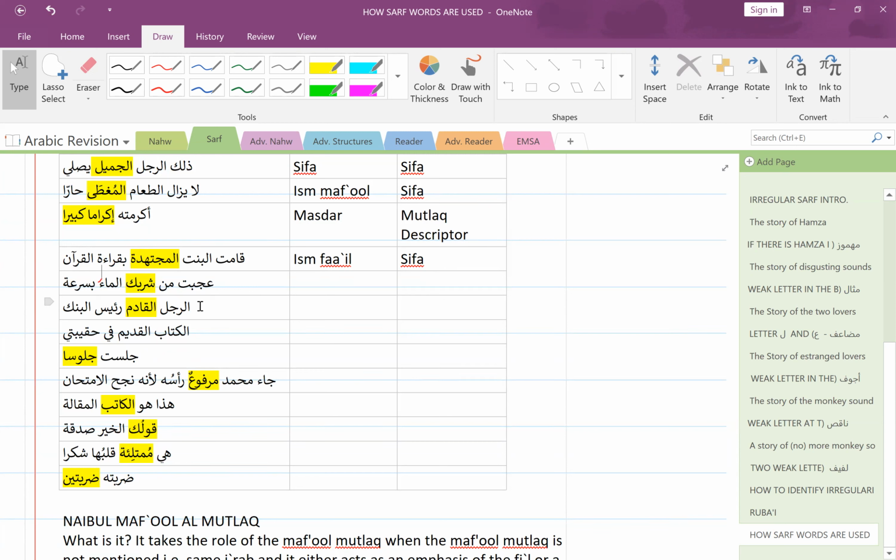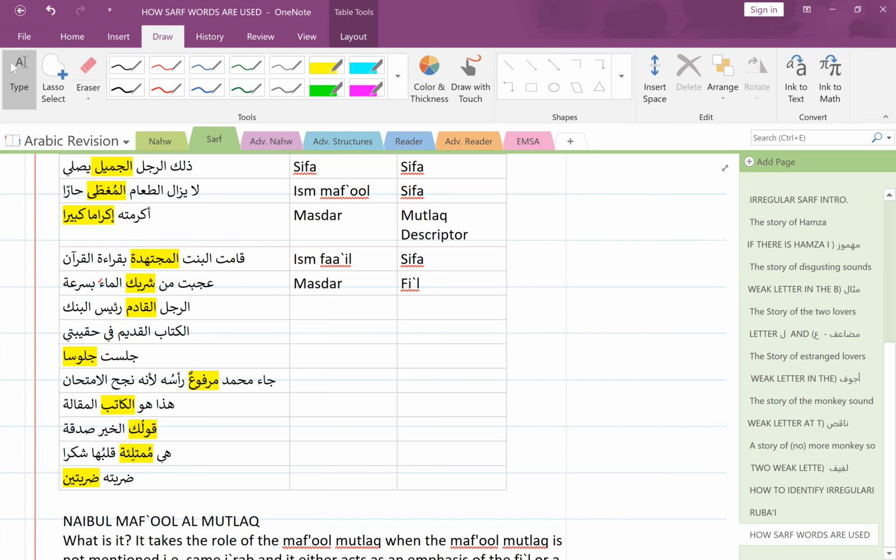Drinking, you're drinking. So of course, shurb will be a masdar. But what is it doing there? It's a verb. Yes, it's acting as a verb. So how do we know that it's acting as a verb? Because when you look at al-ma'a, water, it's coming after it. And I just put an asp there. So for you to understand further what's happening.